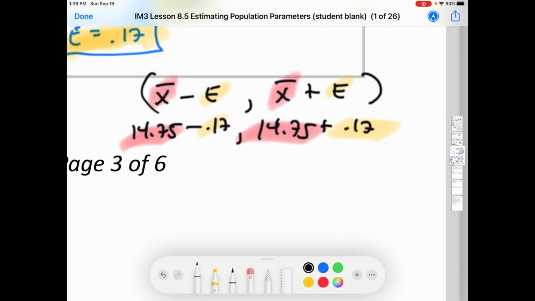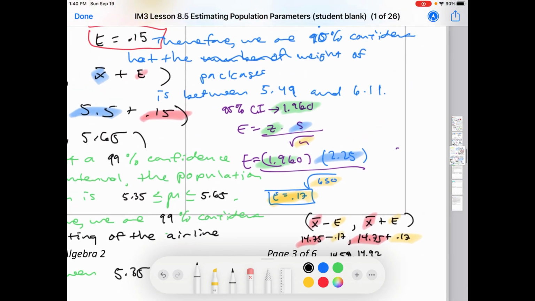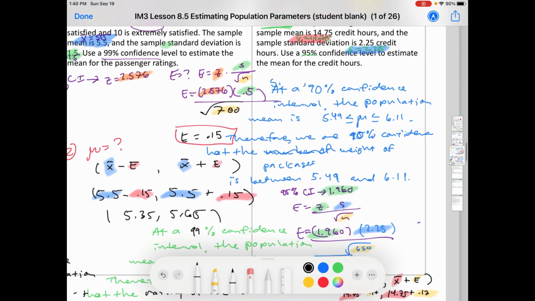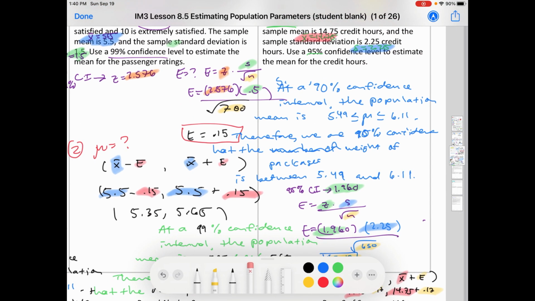So if I put in my calculator 14.75 minus 0.17, I will get 14.58 to 14.92. Okay, so that means at a 95% interval, erase all the things I'm not going to need in here.